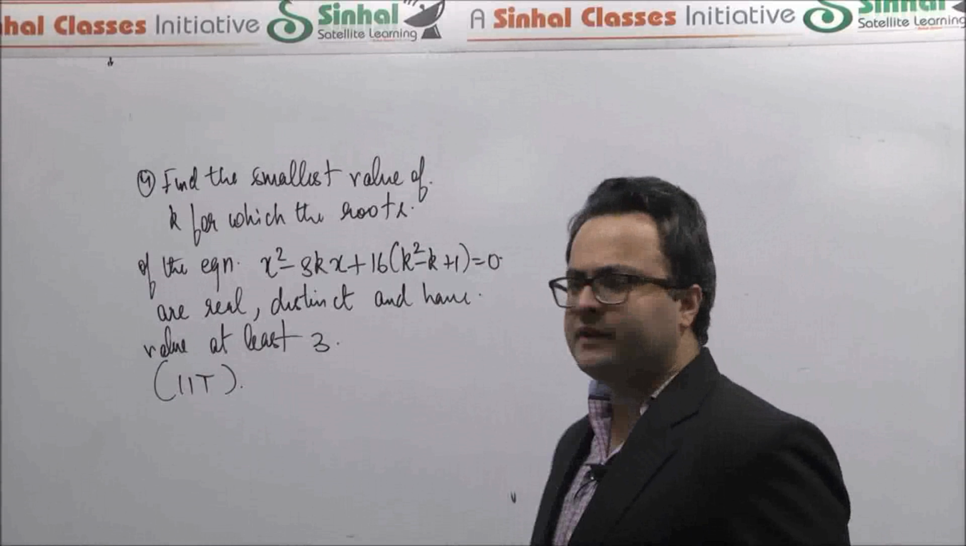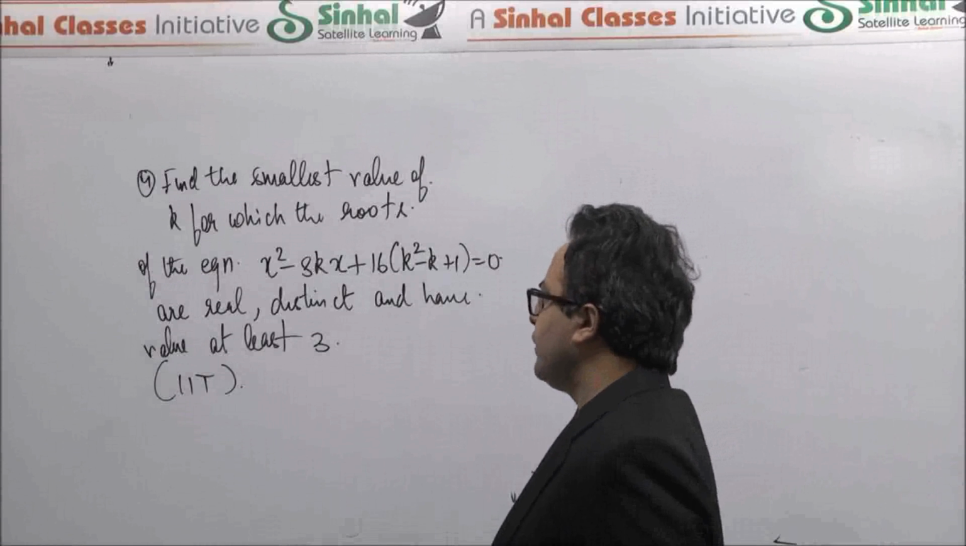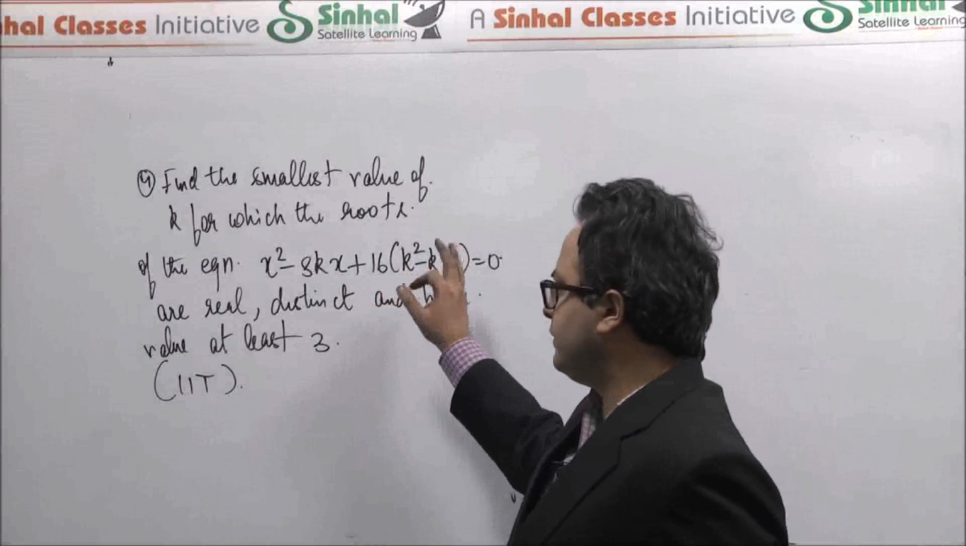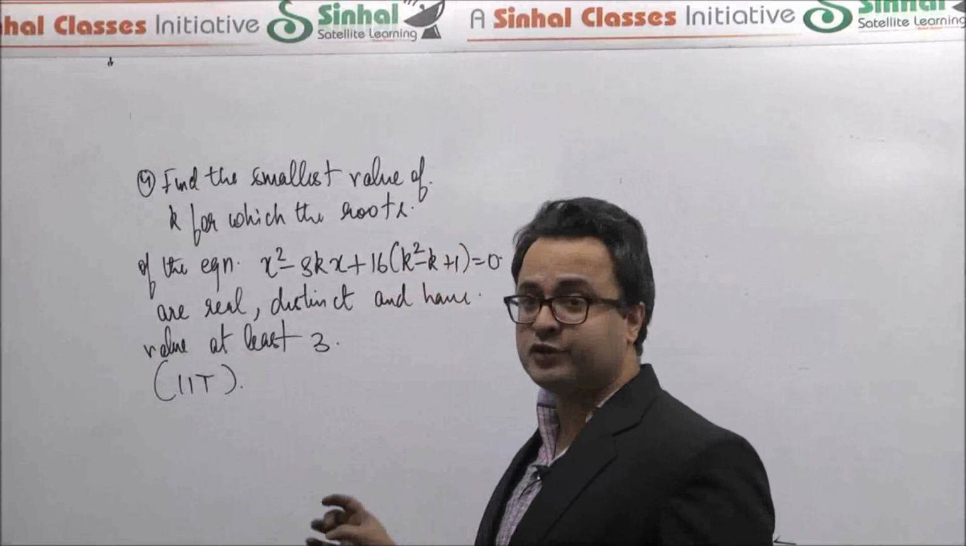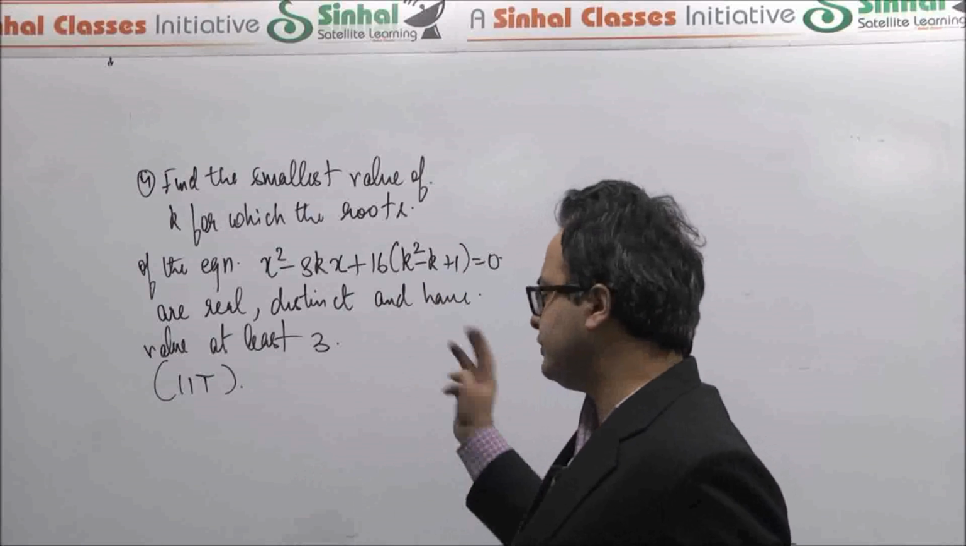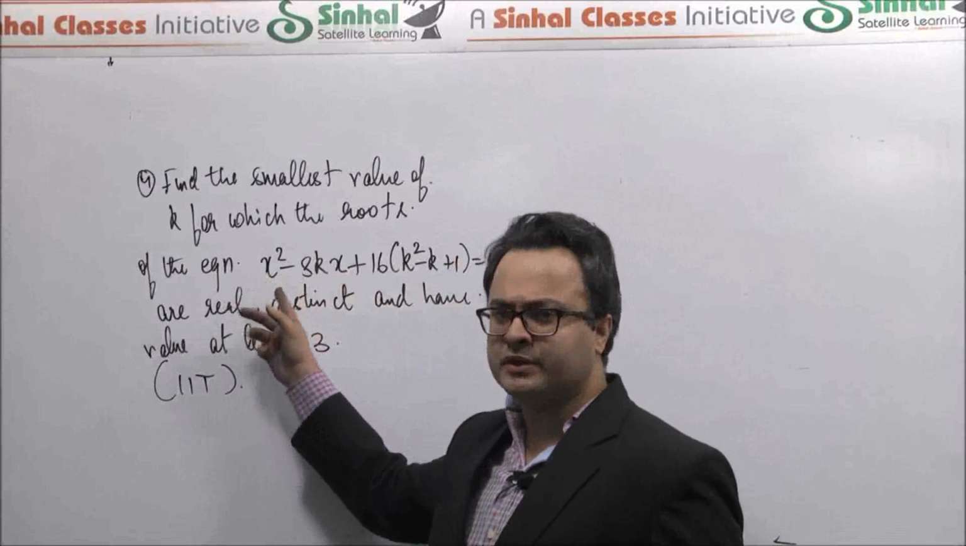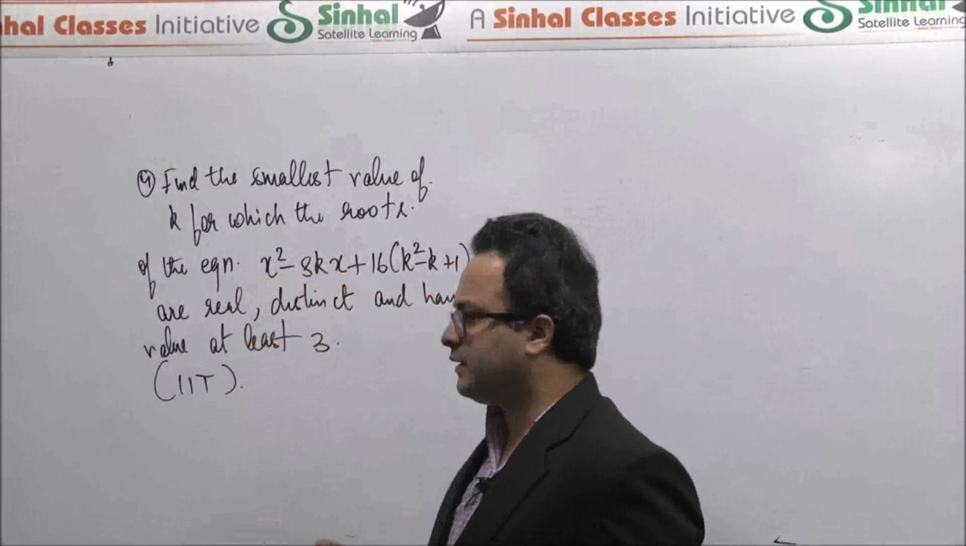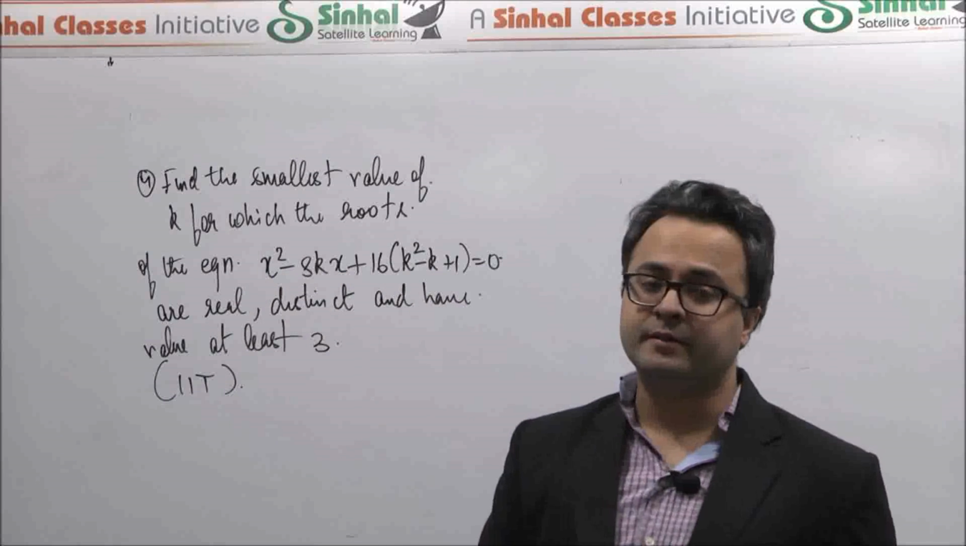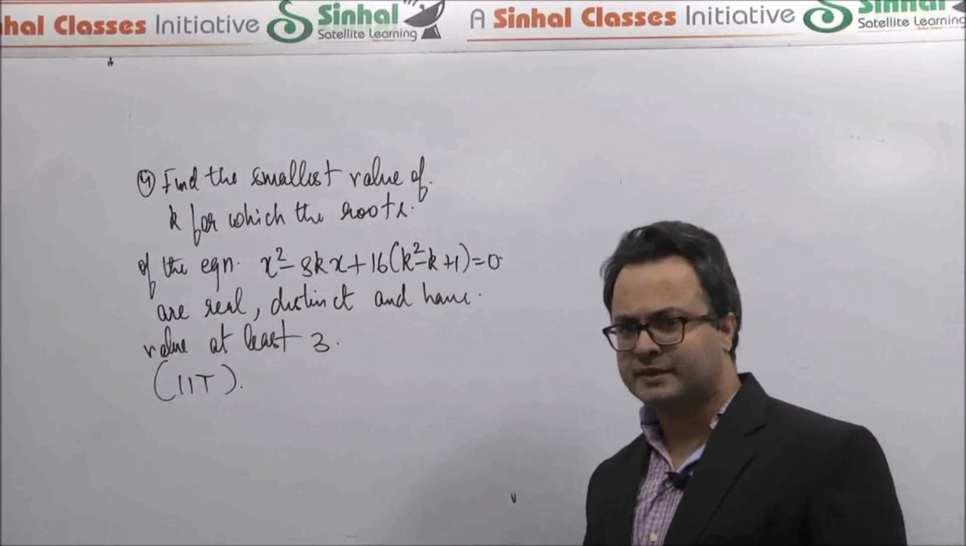So again, this is a pretty straightforward problem. You have a location of roots problem. You want the roots first of all to be real and distinct, and both the roots alpha beta should be greater than 3. And the x square coefficient is anyway positive, so it's a parabola opening up. In terms of the 3 conditions, you'll first say that the discriminant now is strictly positive because you want the roots to be distinct.